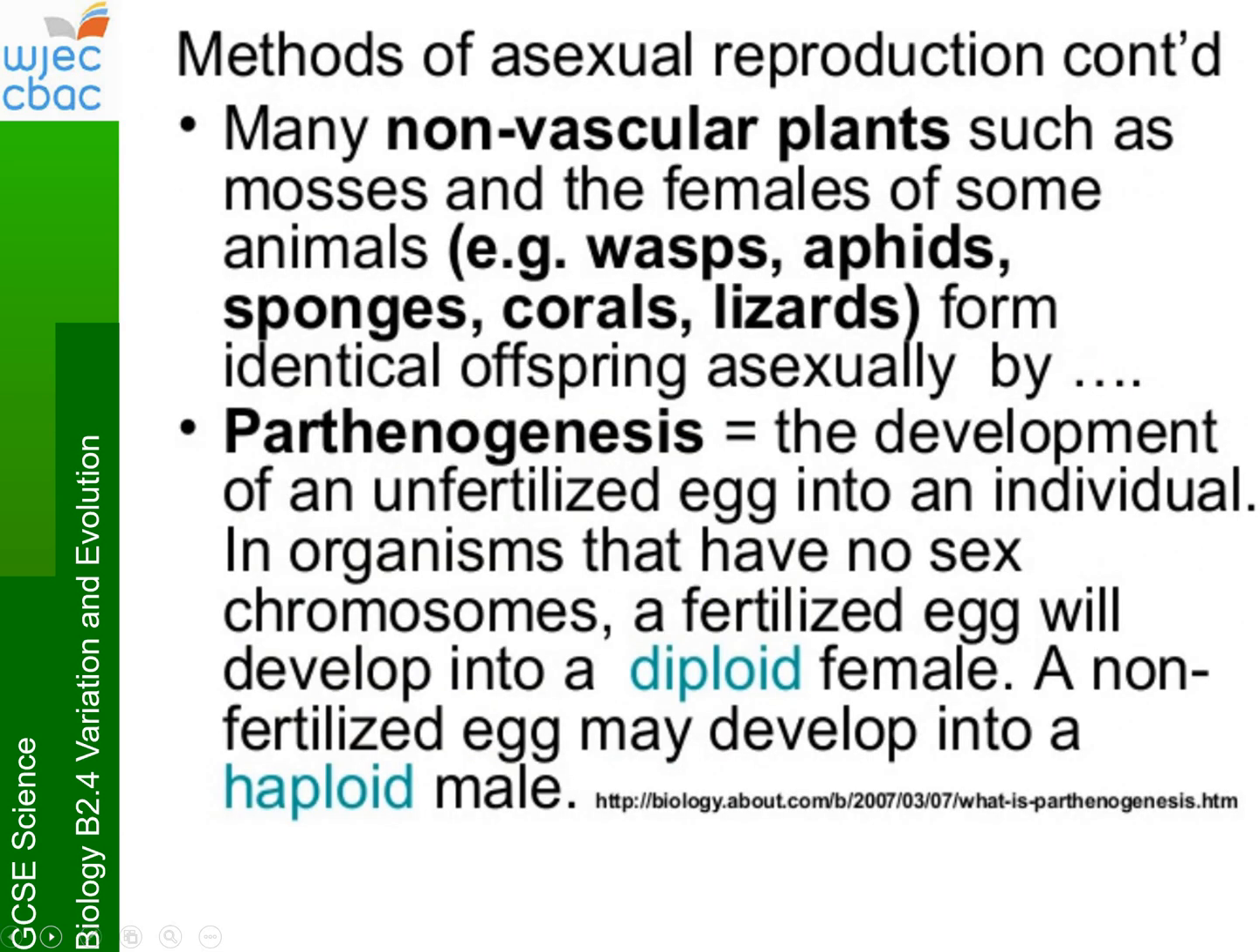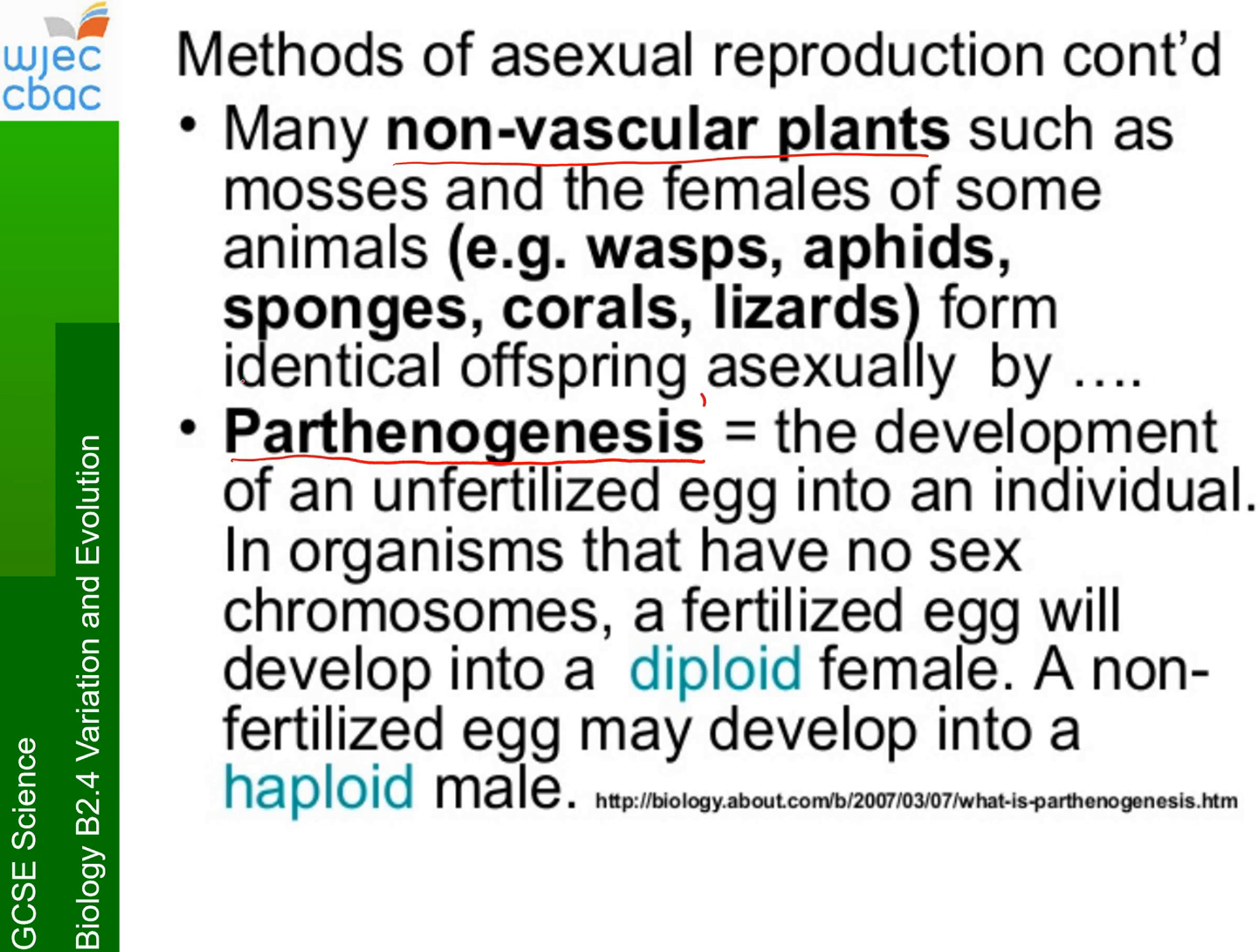Then we've got some other methods of asexual reproduction. We've got non-vascular plants. That means that they don't have things like veins to carry water, and xylem. So mosses, and also the females of some animals. So things like wasps, aphids, sponges, corals and lizards. They all form identical offspring asexually by something called parthenogenesis.